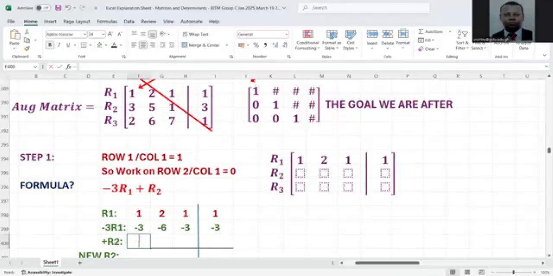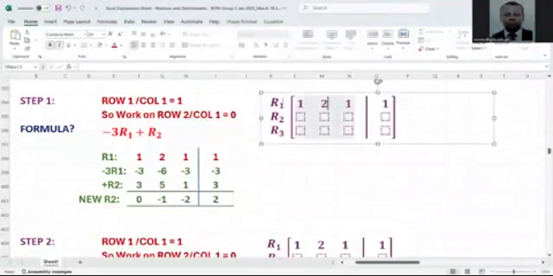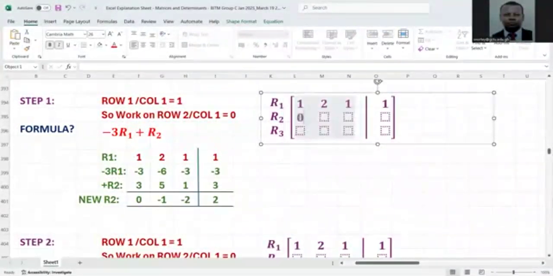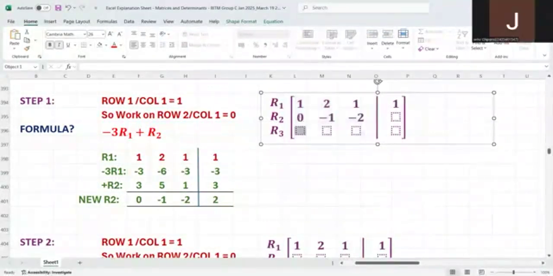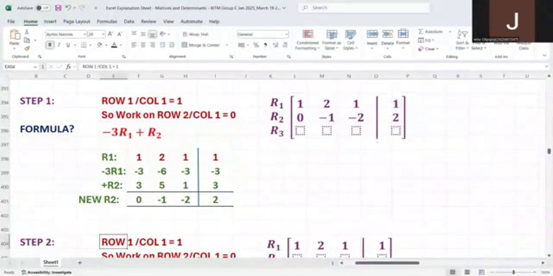Now if I add these values, I'm going to get -3 plus 3. This will go to 0. -6 plus 5, that will give you -1. And then -3 plus 1, that will give you -2. Now -3 plus 3, that will give me 0. Okay, so my new row for R2 is going to be 0, followed by -1, followed by -2, and then followed by the value 2 here. Okay, now we have to concentrate on row 3.